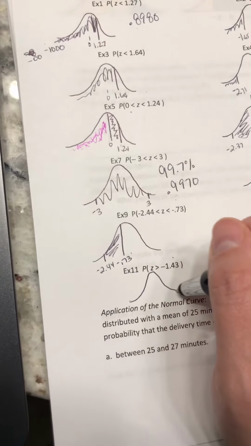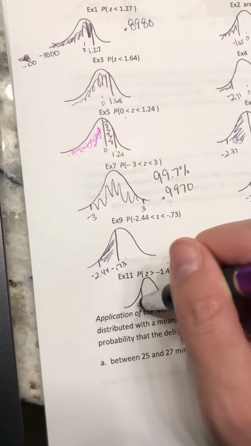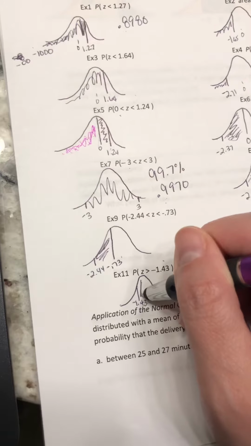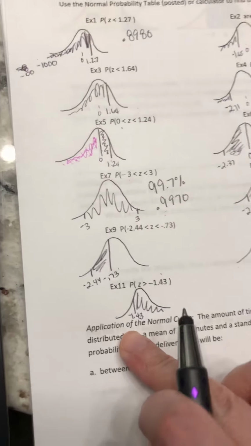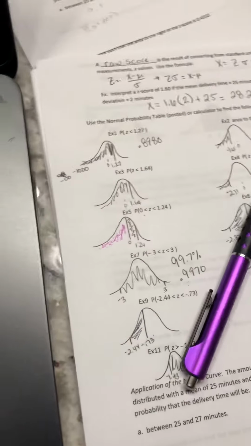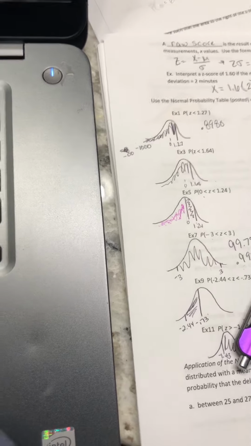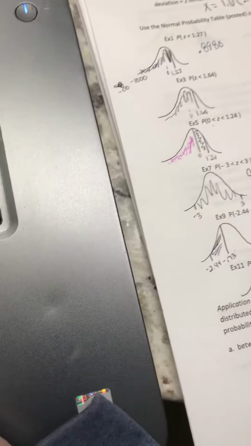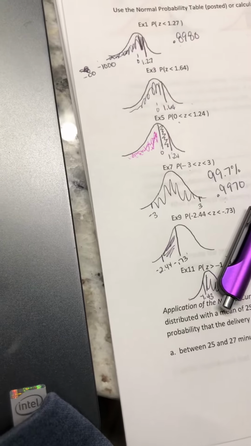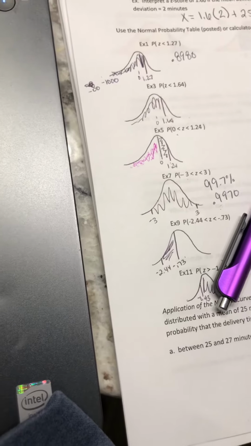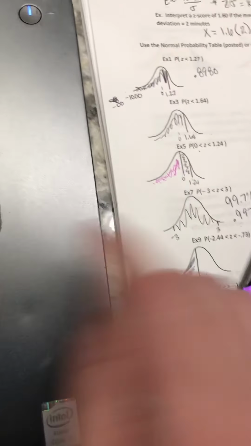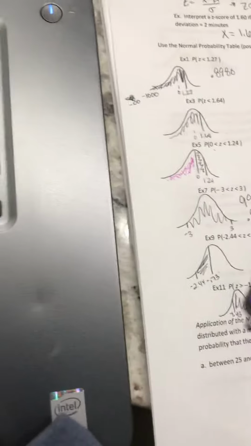So if you want greater than negative 1.43, which is about right there, we're going to go from negative 1.43 out to like 1,000. Okay, so let me show you on the calculator. Let me pull this stuff back up here. And I'll show you on the calculator, and then I can show you on Desmos, maybe, and I can show you on the chart how to do the subtraction ones as well.